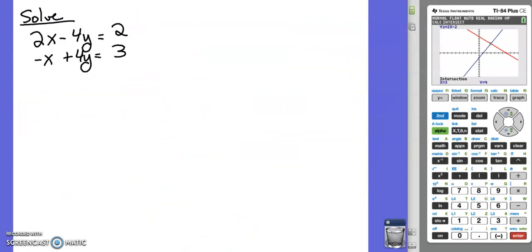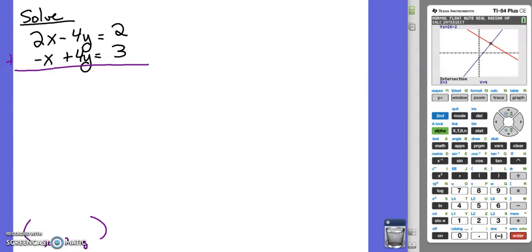So again, notice I'm asking you to solve the system. So I'm looking for a point. I need to find the x part of the point, and I need to find the y part of the point. So notice, first of all, they're both lined up. They're both in standard form, or at least close to standard form. The x's line up, the y's line up, the numbers line up. So I'm just going to add the columns.